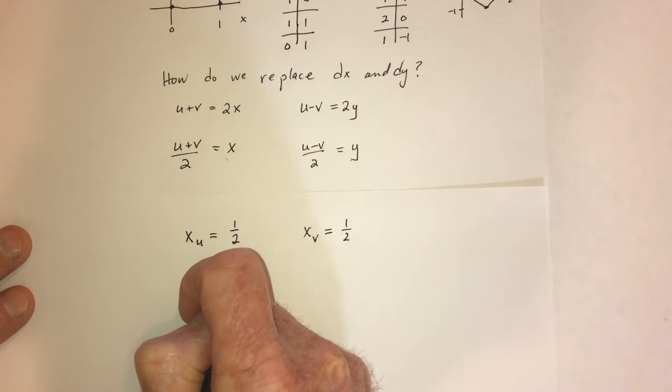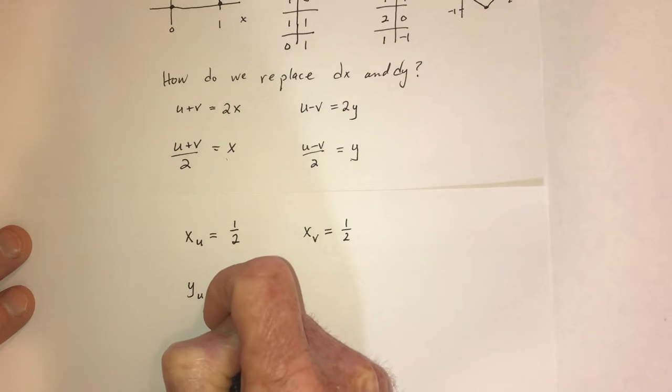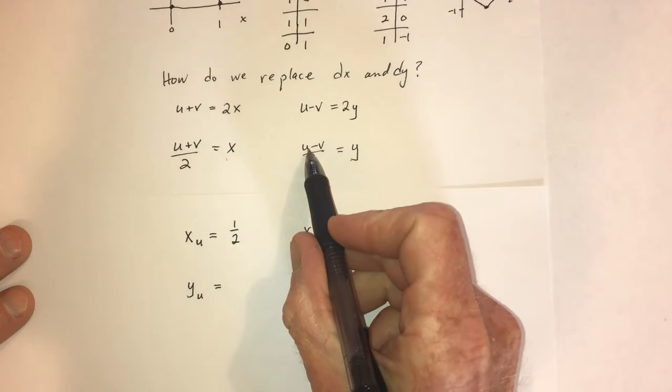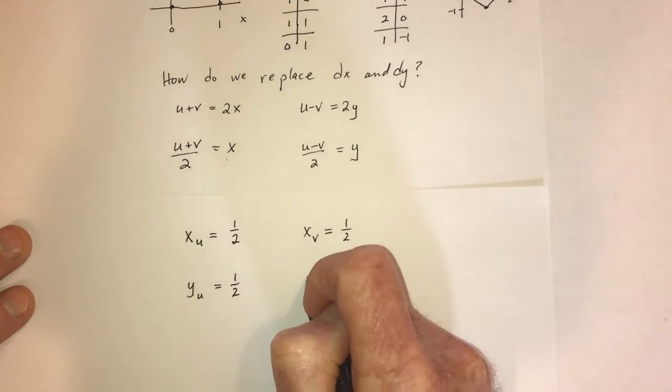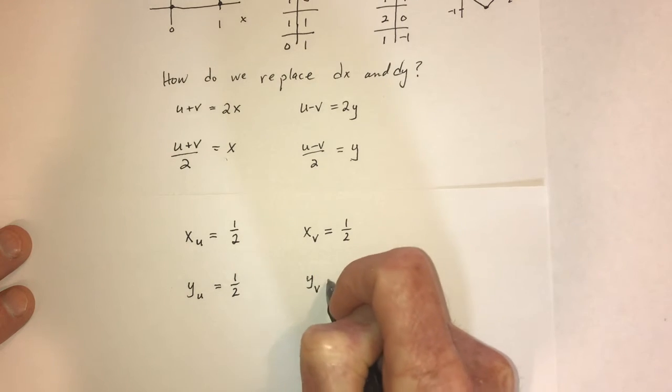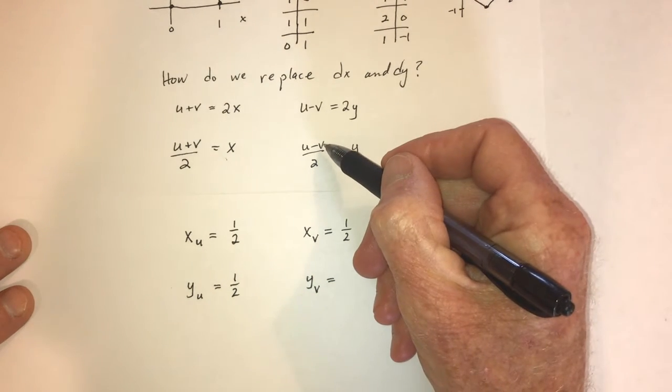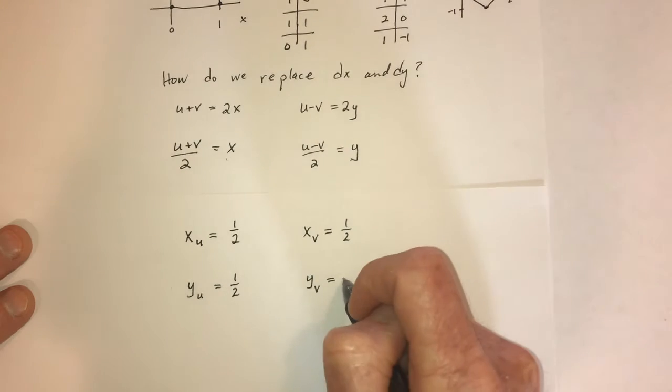And likewise for the y function, take the derivative with respect to u. So that would be 1 over 2. And then last, the derivative with respect to v. And then that would leave negative 1 over 2.